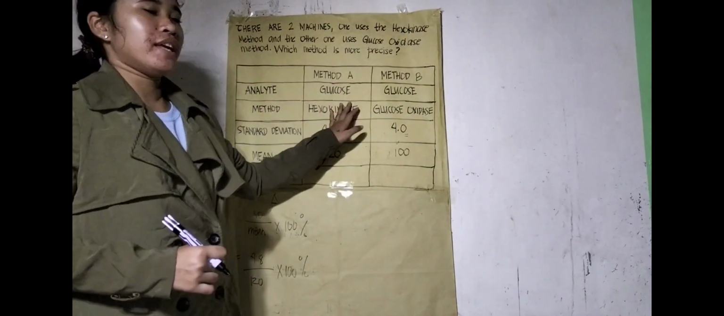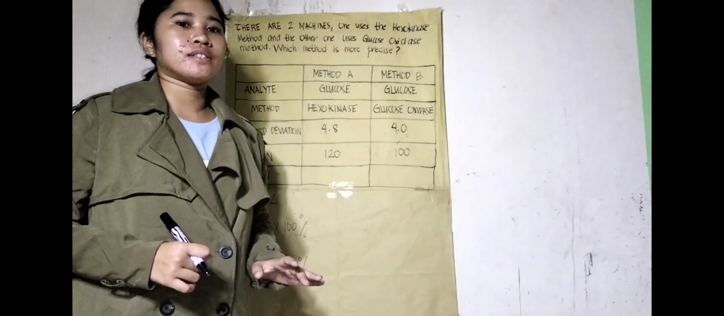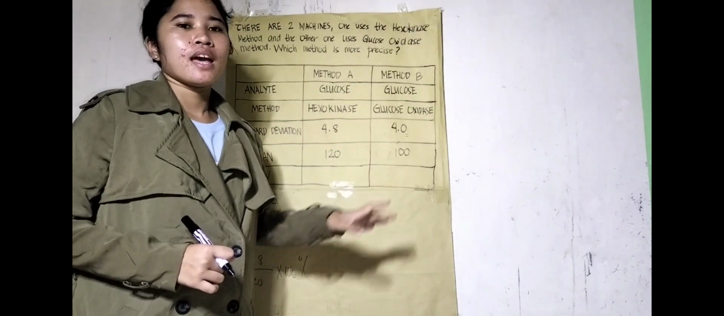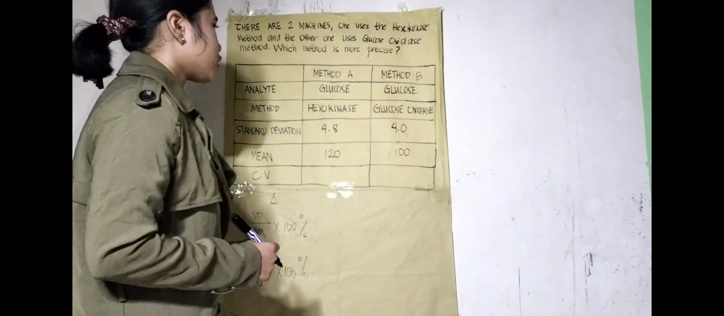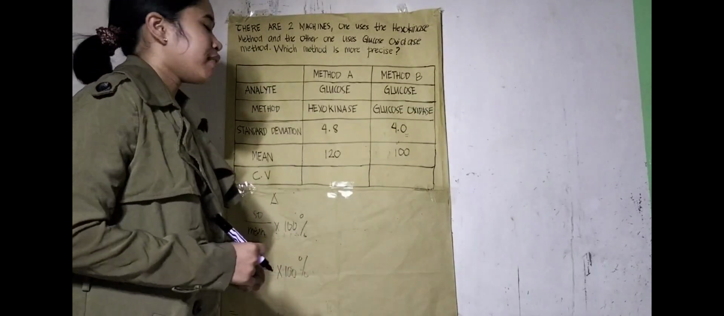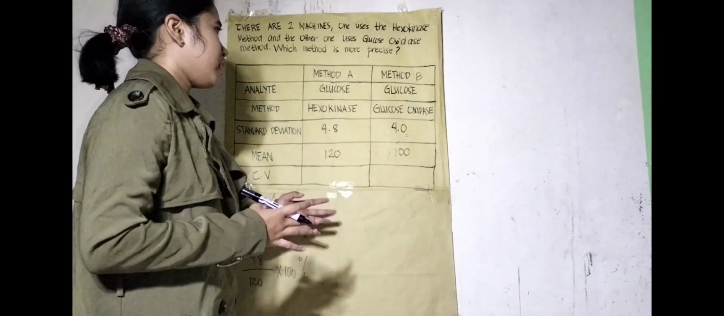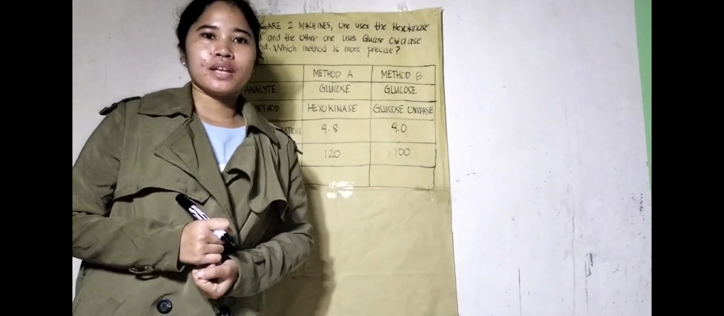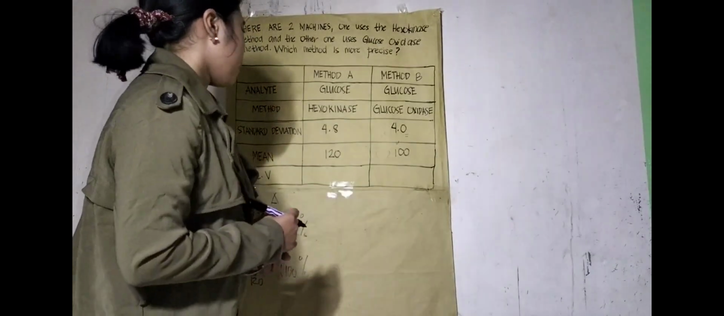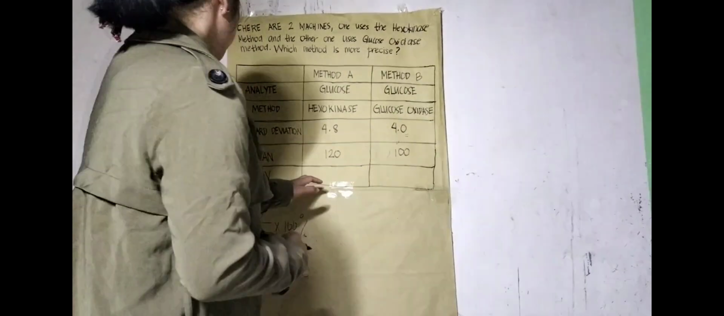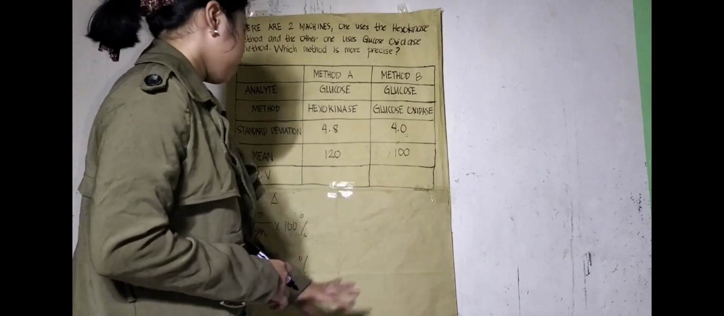The analyte for method A is glucose and the analyte for method B is also glucose. The method for method A is hexokinase and the method for method B is glucose oxidase. The standard deviation for method A is 4.8 and for method B is 4.0. The mean for method A is 120 and the mean for method B is 100. So the question is, what is the coefficient of variation of method A and method B?